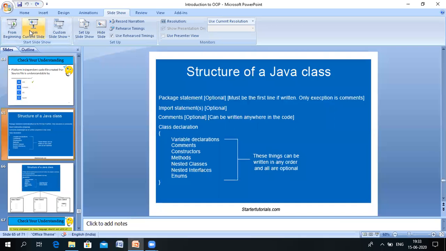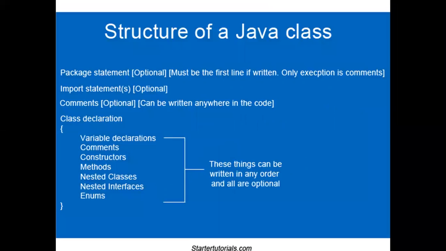Today our topic is structure of Java class. So a Java class contains the following statements like package, import, comments, and also class declaration. So let us see one by one. First one is package statement.